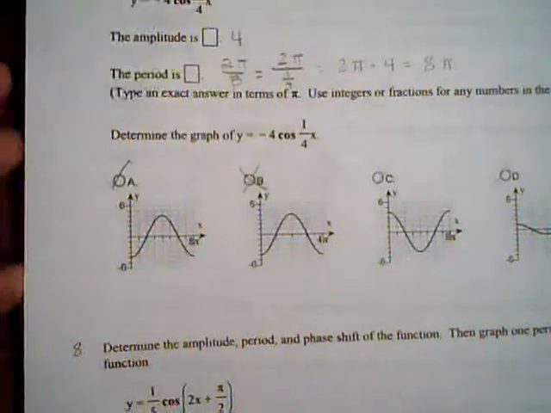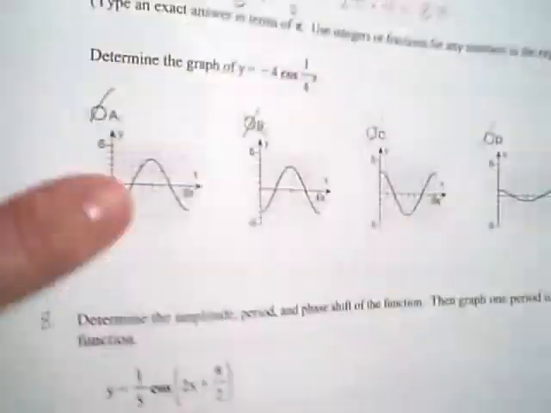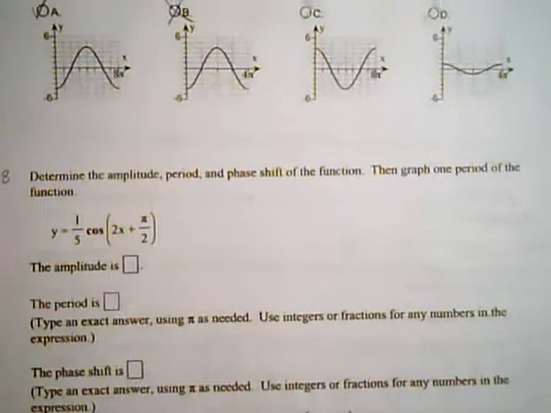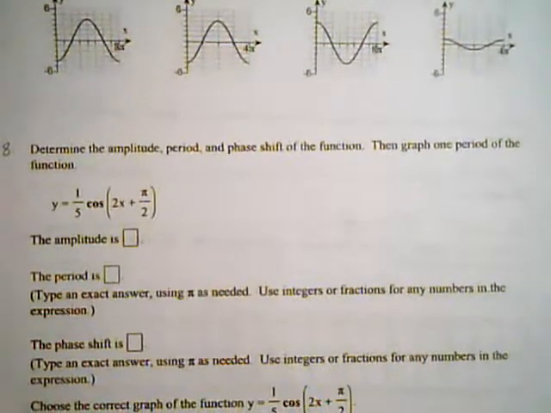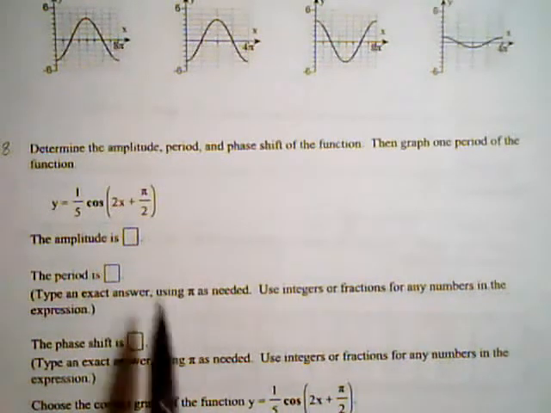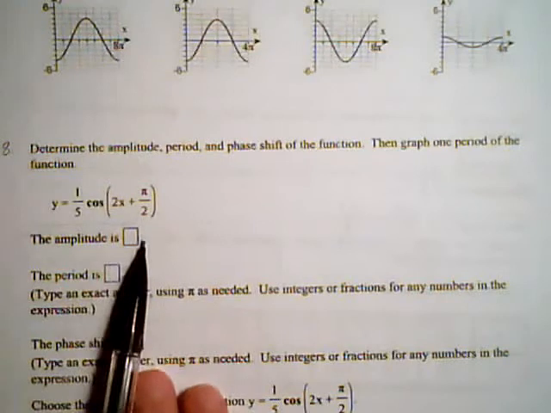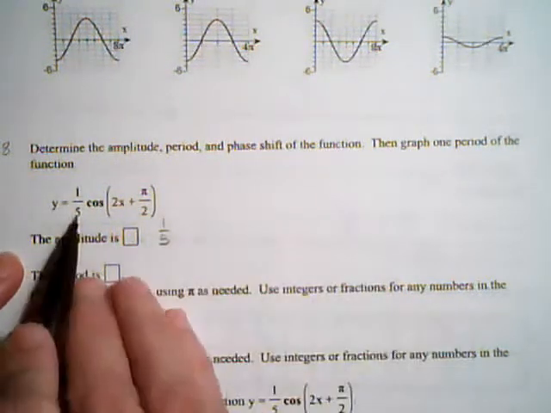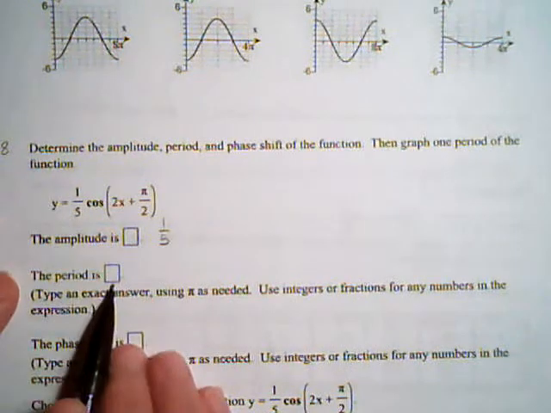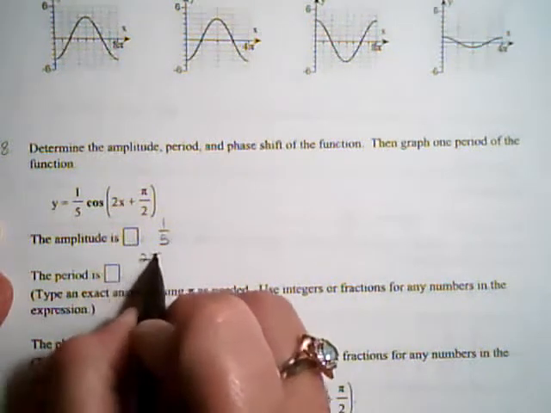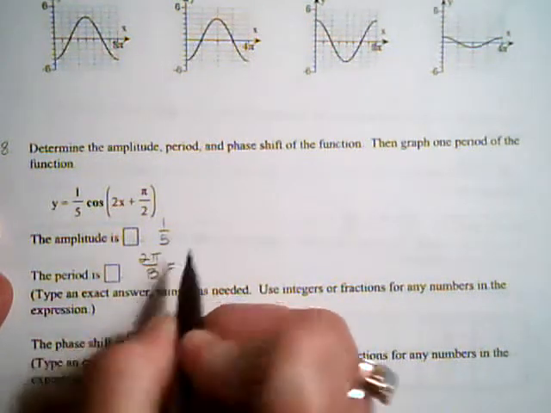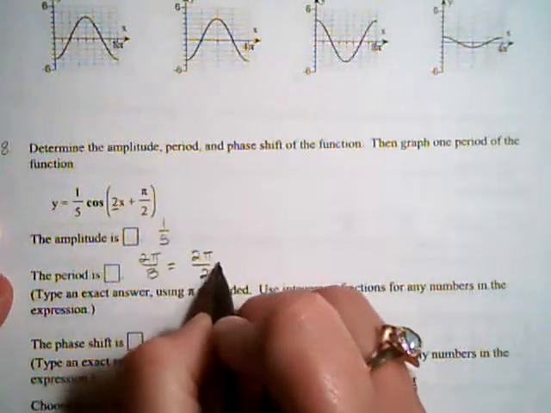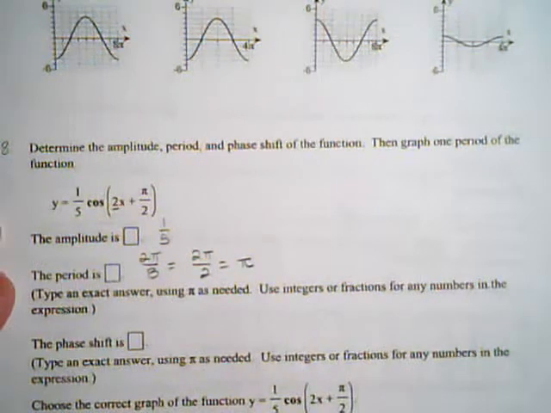Okay, number 8, determine the amplitude and period and phase shift, and then graph one period of the function. We have the equation y equals 1/5 cosine of 2x plus pi over 2. Amplitude is 1/5, absolute value of a. The period, 2 pi over b. So my b value is 2. So 2 pi over 2 gives me a period of pi.